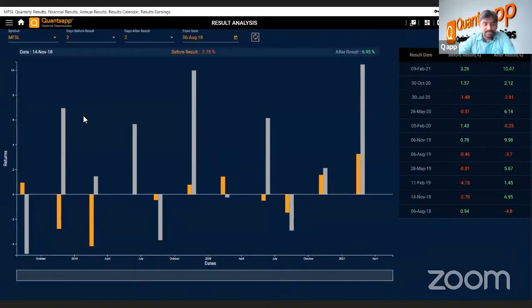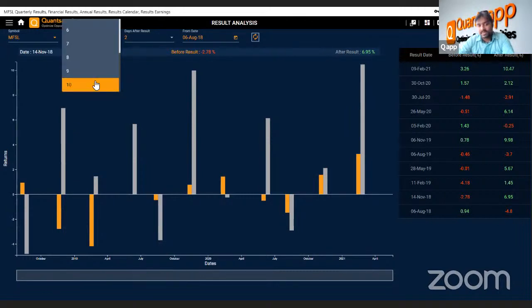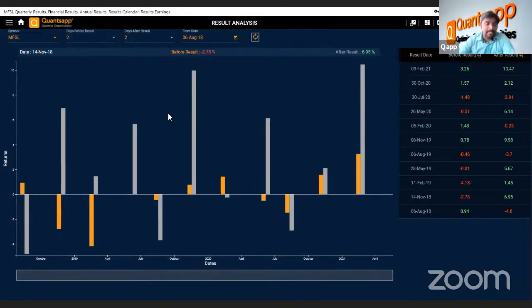Now see, this is the percentage change. The orange bars that you are seeing are because I have taken 2 days before and 2 days after the results, that is, the days before and after the result declaration. You can change it also. If I want, I can go to 10 days, and even 1 day, so the result will be different on that basis. The orange bars are the performance of the stock 2 days before, and the gray bars are the performance of the stock after the results.